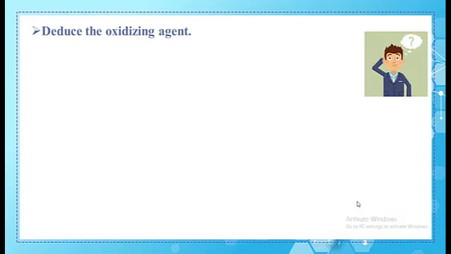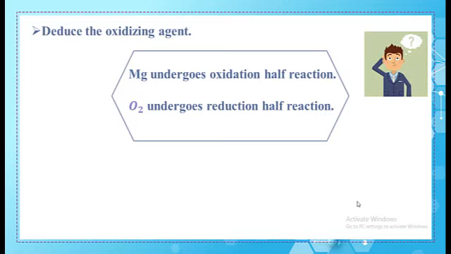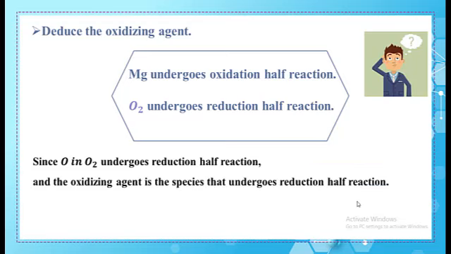So now deduce the oxidizing agent. As we said, Mg undergoes oxidation half reaction and O2 undergoes reduction half reaction. So since O in O2 undergoes reduction half reaction, and the oxidizing agent is the species that undergoes reduction half reaction, then O2 is the oxidizing agent.